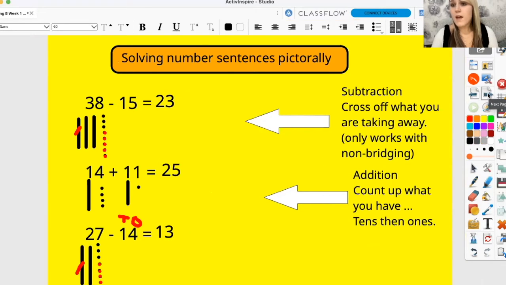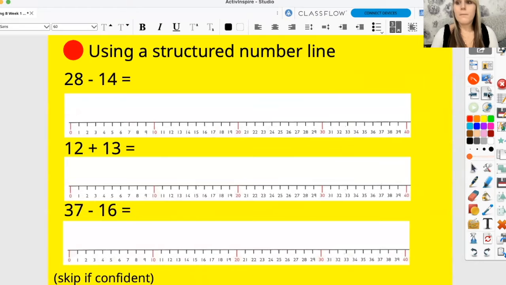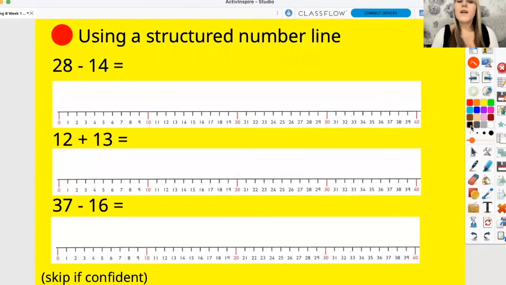If you want to use that, that's absolutely fine. If you're confident with the number line, don't go back to this. This is just an optional method if the number line isn't for you. So read today, using a structured number line if you need to. If you're completely confident on the unstructured, you can skip read today. But if you need to recap, that's absolutely fine.